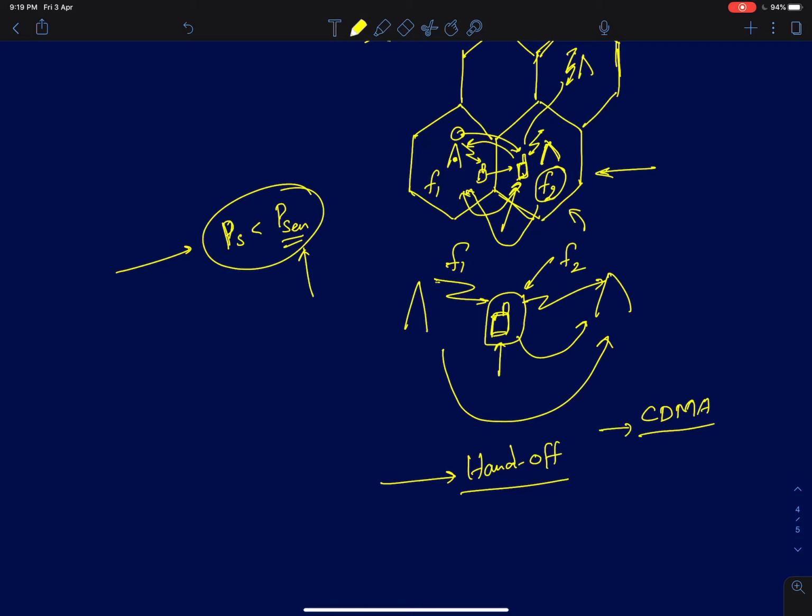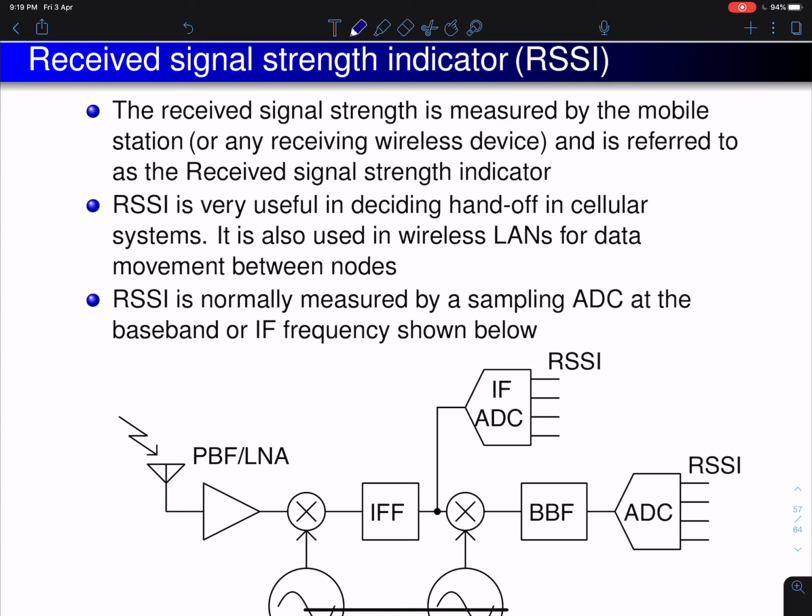So first, before we start the principle of handoff, we should understand how does a cell phone know that it is moving away from a base station, or how does a base station know that a cell phone is actually moving away from the base station itself.